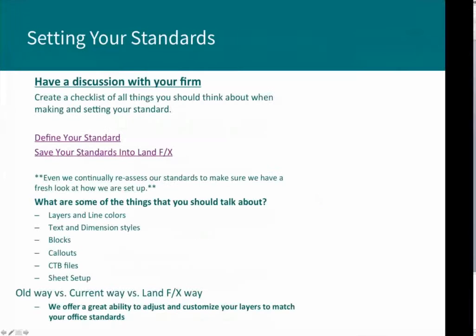So it's maybe hard to believe, but even we are continually reassessing our standards and making sure that we have a fresh look at how we're set up. And I think we have to do that more than most, arguably. We've got to be extremely flexible in our standards because they actually have to adapt to everybody else's. So being able to provide a system that can be adaptable to a huge range of different standards is probably the ultimate standard to have.